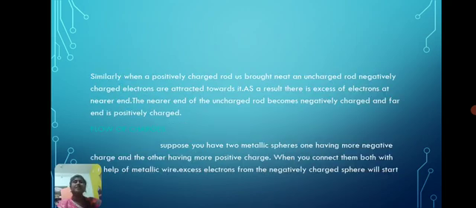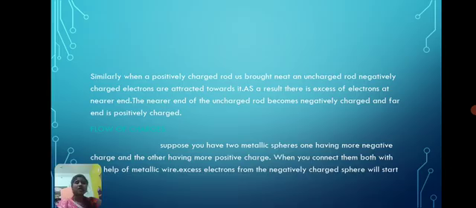The uncharged body acquires an opposite charge at the near end and a similar charge at the further end. Similarly, when a positively charged rod is brought near an uncharged rod, negatively charged electrons are attracted towards it. As a result, there is an excess of electrons at the nearer end. The nearer end of the uncharged rod becomes negatively charged and the far end is positively charged.